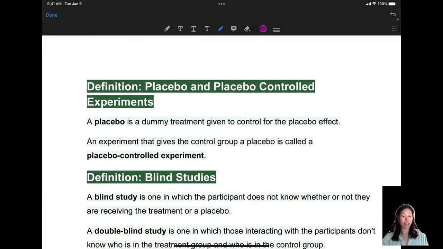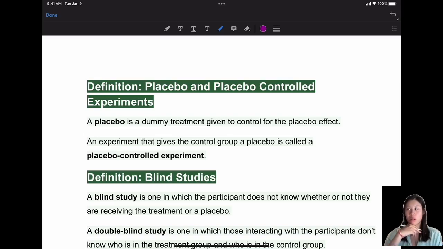So, placebo and placebo-controlled experiments. A placebo is a dummy treatment given to the control group, causing a placebo effect. An experiment that gives the control group a placebo is called a placebo-controlled experiment. You might see that a lot at a pharmaceutical company trying to test out a new drug.